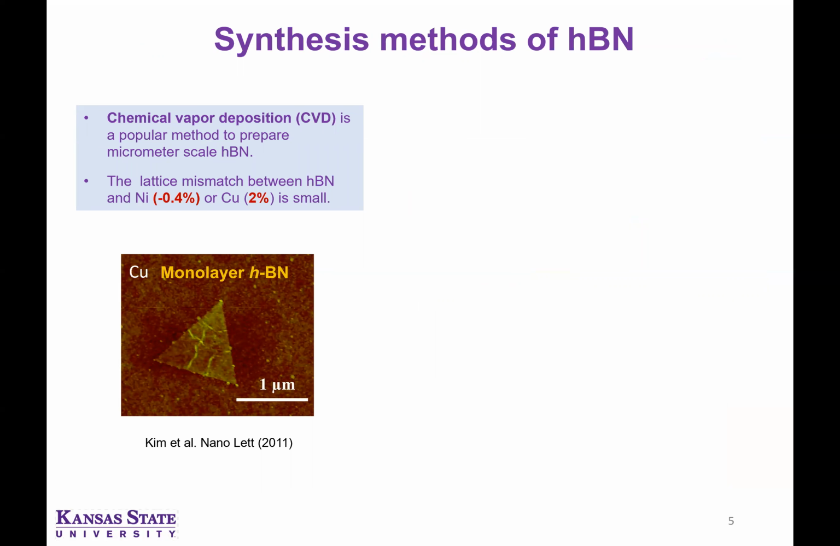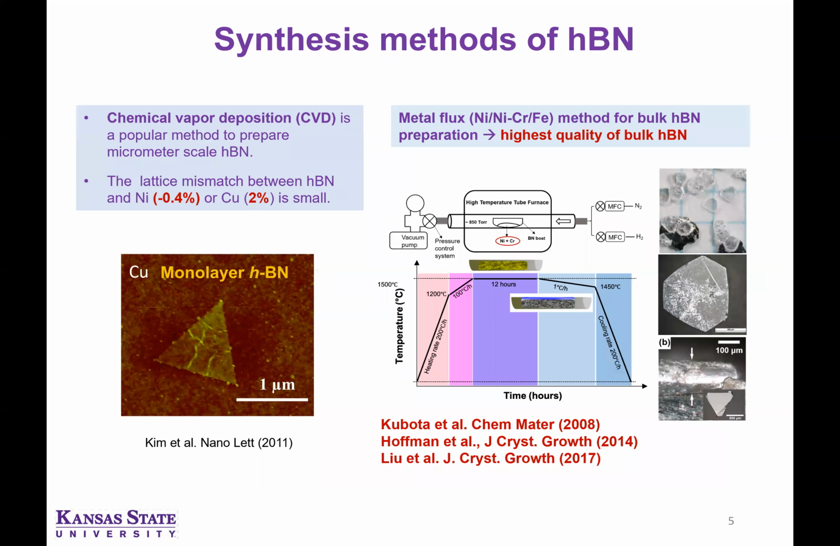It has become clear that in order to apply hBN to various applications, it is important to tailor and improve its synthesis method. Chemical vapor deposition is a popular method to prepare hBN thin films. Copper and nickel are frequently used as substrates because the lattice mismatch is small. Kim in 2011 reported a micrometer-scale hBN monolayer prepared on a copper substrate.